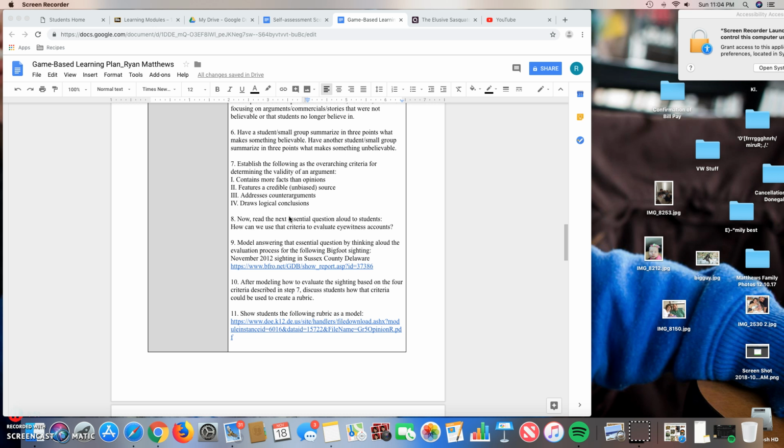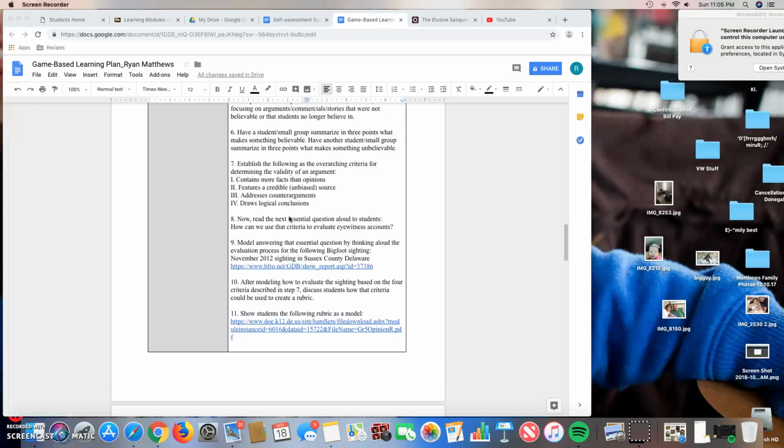Then, with the teacher, the students will establish the following overarching criteria of what makes something valid. Validity comes from having more facts than opinions, right? More things that have been verified and can be re-verified, things that can be measured versus things based on people's perspectives. It features a credible or unbiased source. This could be an expert opinion, but also could be a news organization that has a peer review process or an editorial process that hopefully ensures that an unbiased source is being presented. It addresses counter arguments, and it draws logical conclusions. Again, that can be subjective, but there is a clear line between logical and illogical conclusions when looking at a topic.